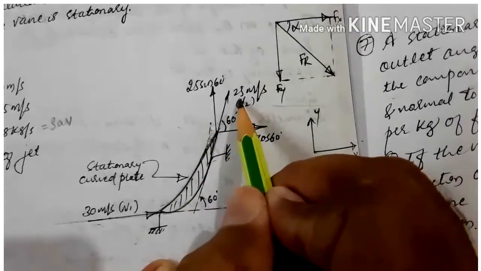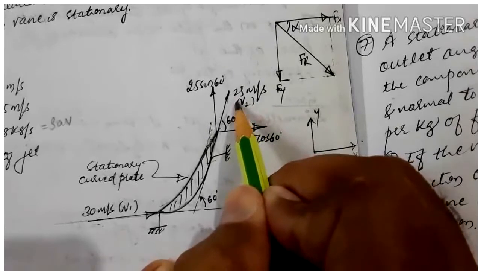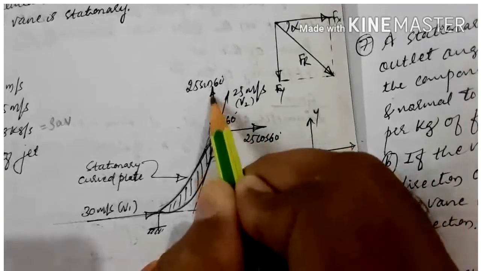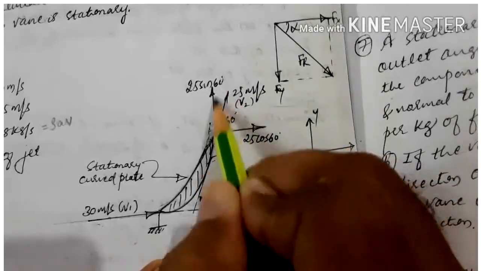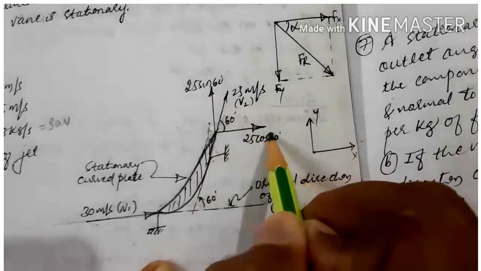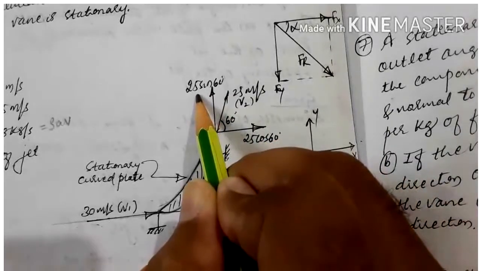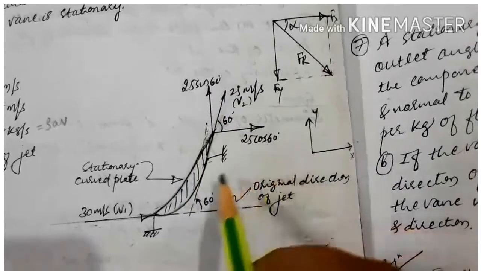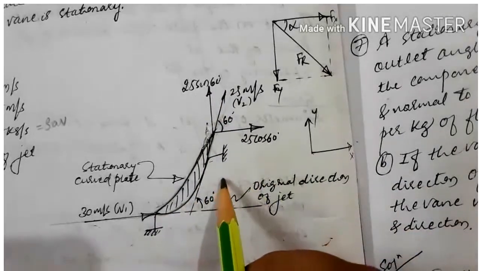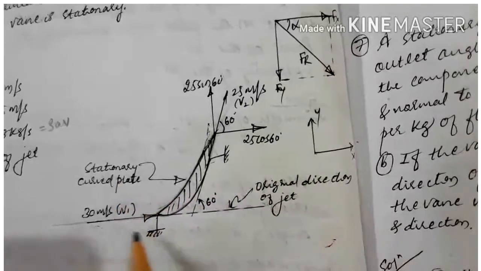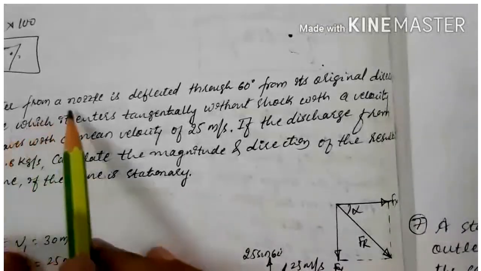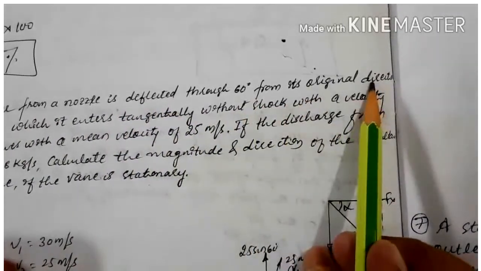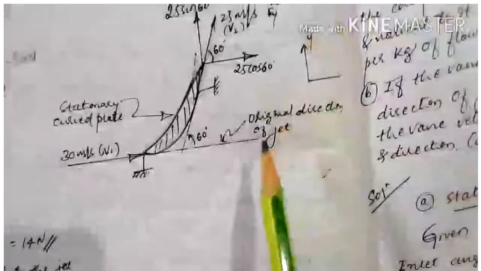Then the exit velocity makes an angle of 60 degrees with the horizontal. Let us resolve this velocity into two components, one in the vertical direction and one in the horizontal direction. The vertical component becomes 25 sin 60 and the horizontal component becomes 25 cos 60. And the vane is fixed, a stationary curved plate. Here the jet of water from a nozzle is deflected through an angle of 60 degrees from its original direction, hence we have drawn the vane like this.